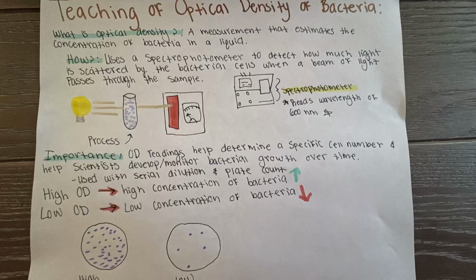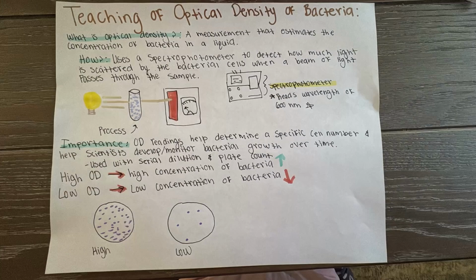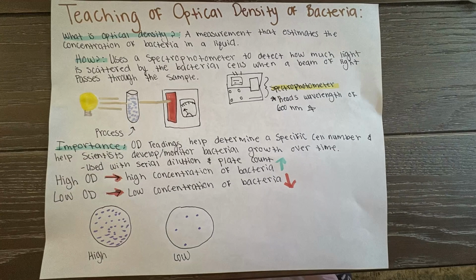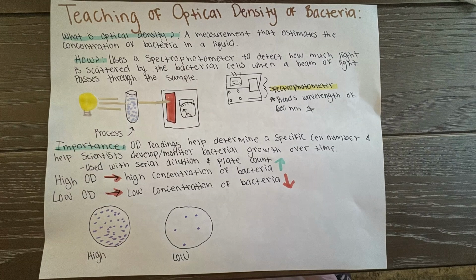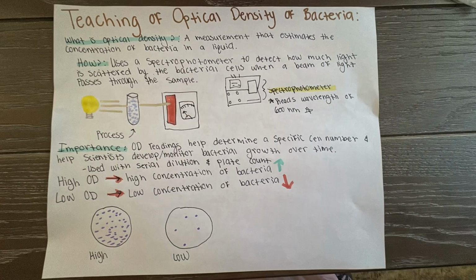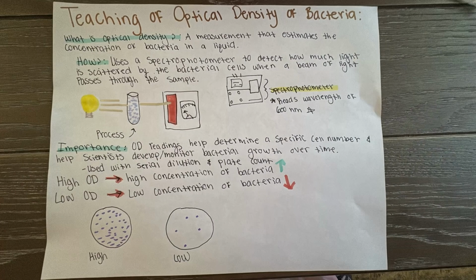What is optical density? Optical density is a measurement that estimates the concentration of bacteria in a liquid. It uses a spectrophotometer to detect how much light is scattered by the bacterial cells when a beam of light passes through the sample. A spectrophotometer reads the wavelength of 600 nanometers.